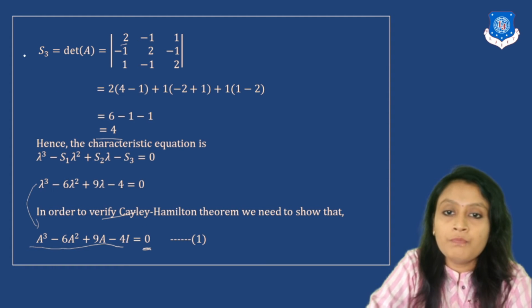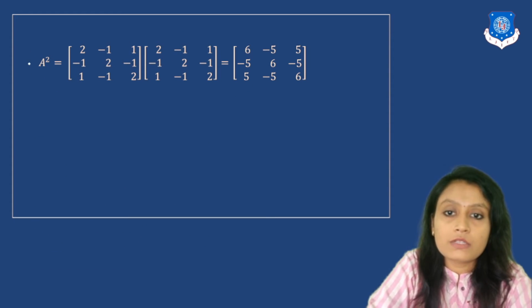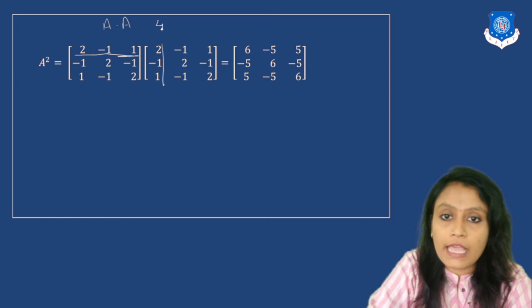Now let's find A square first. For that we have to multiply A 2 times. So this A matrix is written here and now we will multiply it. Firstly, consider this row and this column, and multiply its first term, then second term and third term, and add them. So 2 into 2, here you will have 4.